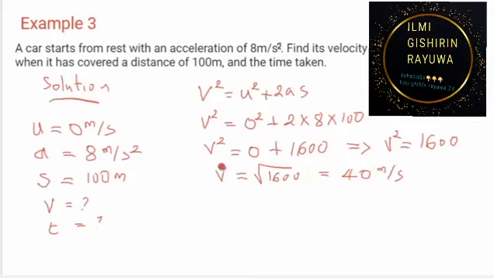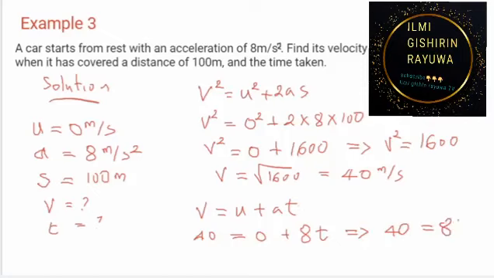Alright, to find the time taken, we can use any of the equations of motion that have time. So if we use V equals U plus AT, we can find this T. V is 40, so 40 equals U, which is 0, plus A, which is 8, T. Okay, 0 plus this is 0, so meaning that 40 will be equal to 8T.